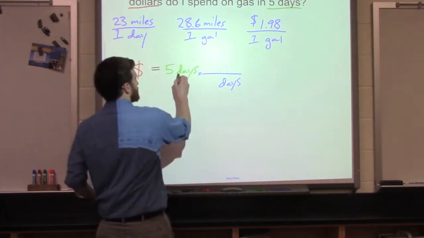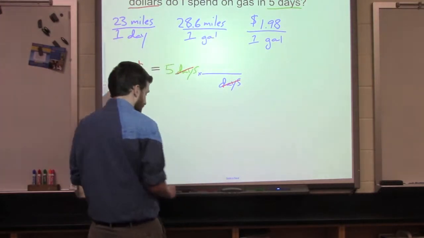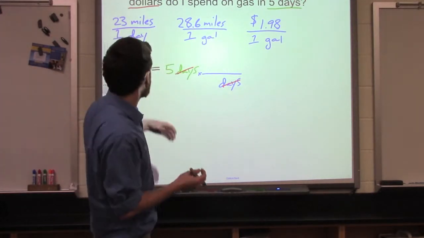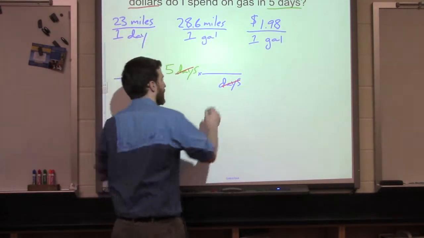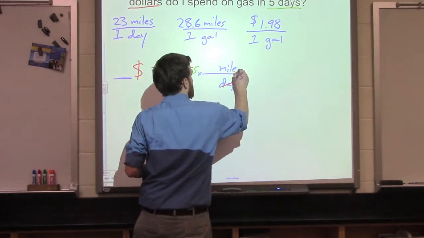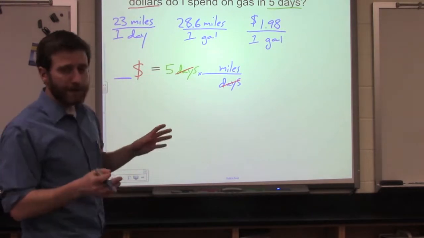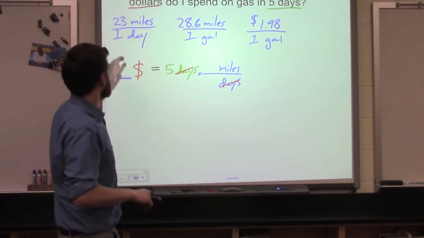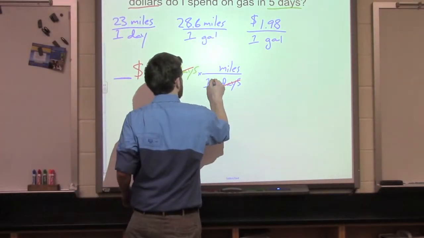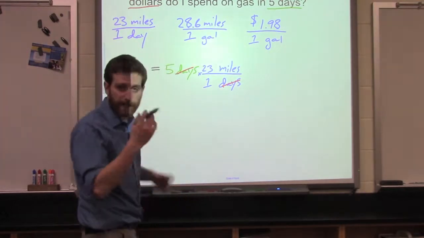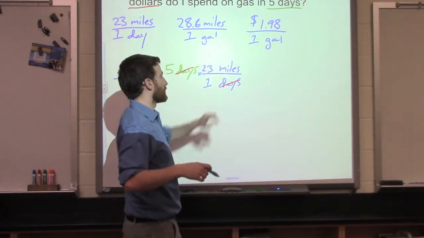And now I know that days cancel out days, and I said, what do I know about days? Well, I know for every 1 day I drive 23 miles. So my unit in the numerator is going to be miles. Once my units are set, then I can plug in the numbers. So 1 day is 23 miles. I just took this conversion factor and I wrote it in.